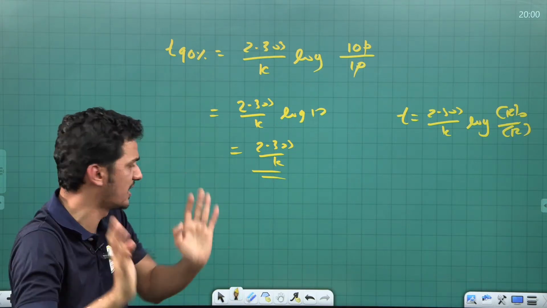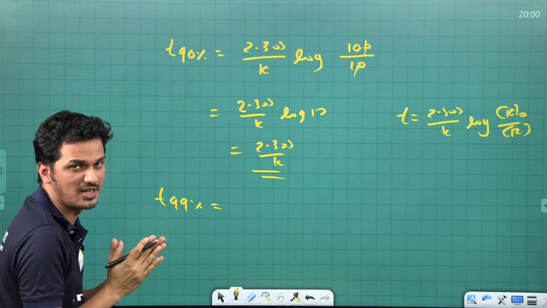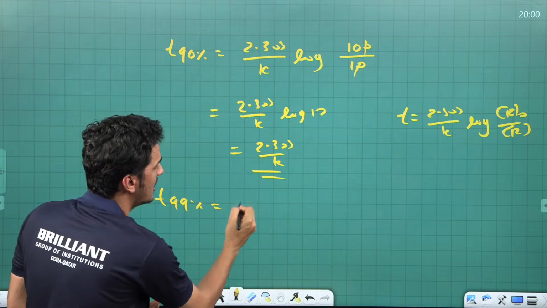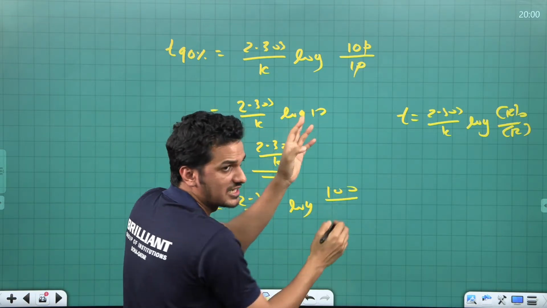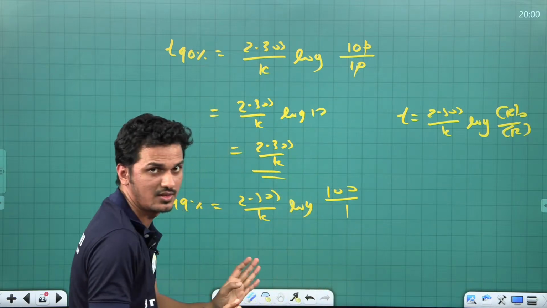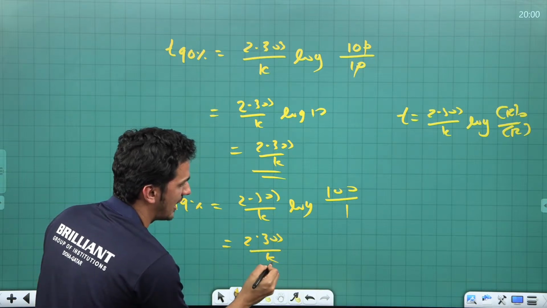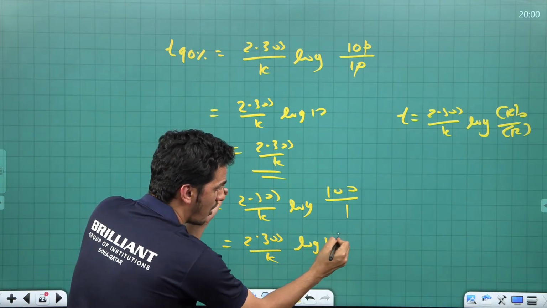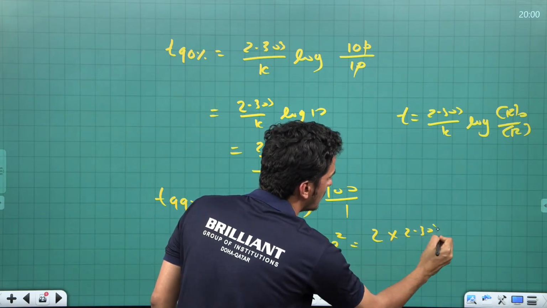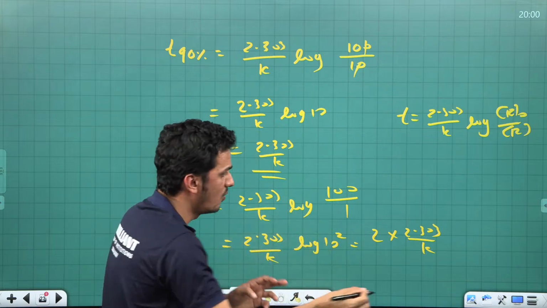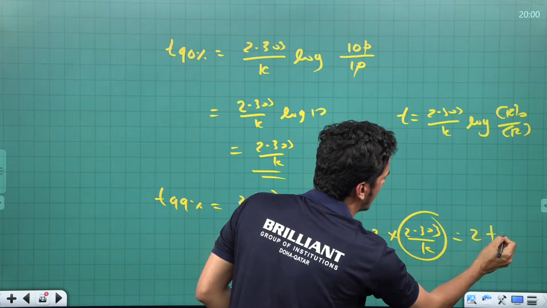I'm coming back. Suppose it is T99%. T99% means 99 reacted, which means 2.303 by K log 100, taking initial as 100. 99 reacted means only 1 remains. So you will get 2.303 by K into log 100. What do you mean by log 100? Log 10 square, so that 2 you can take outside. It becomes 2 into 2.303 by K, and this log 10 becomes 1. What is 2.303 by K? That we already discussed, that is T90%. So that's equal to 2 into T90%.